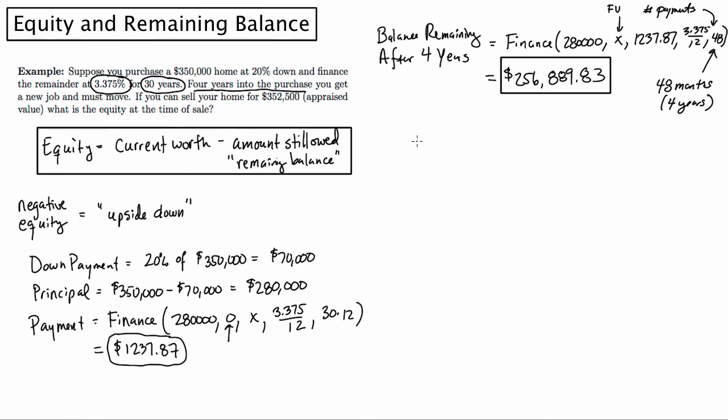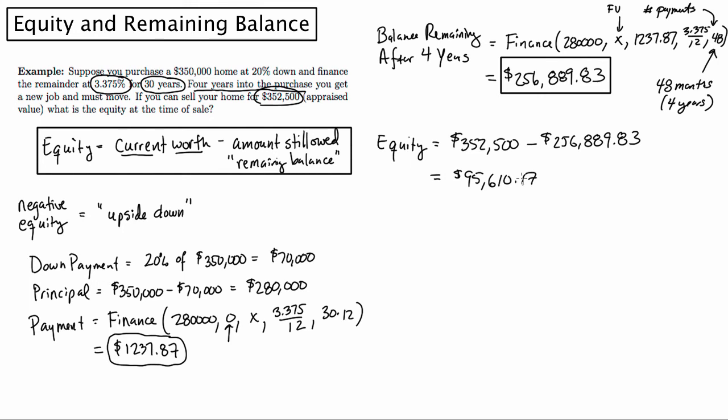Okay? Going a little bit further with that, we now are in a position to calculate the equity, because in this problem we know the current worth of the home is the appraised value, and the appraised value is $352,500. So $352,500 is the current worth, and the amount we still owe we just calculated. So if you subtract those two numbers, the equity here is $95,610.17.